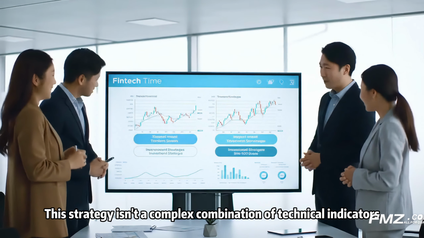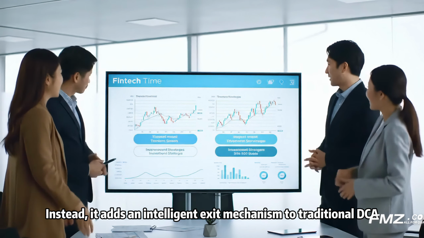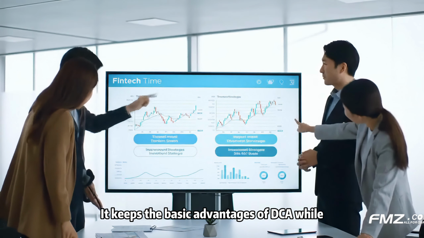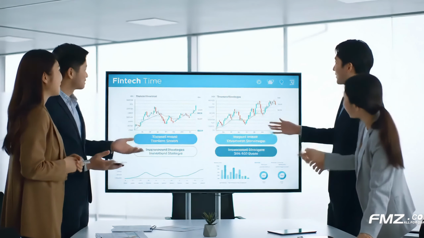This strategy is not a complex combination of technical indicators. Instead, it adds an intelligent exit mechanism to traditional DCA. It keeps the basic advantages of DCA while effectively improving exit timing through a double protection mechanism.